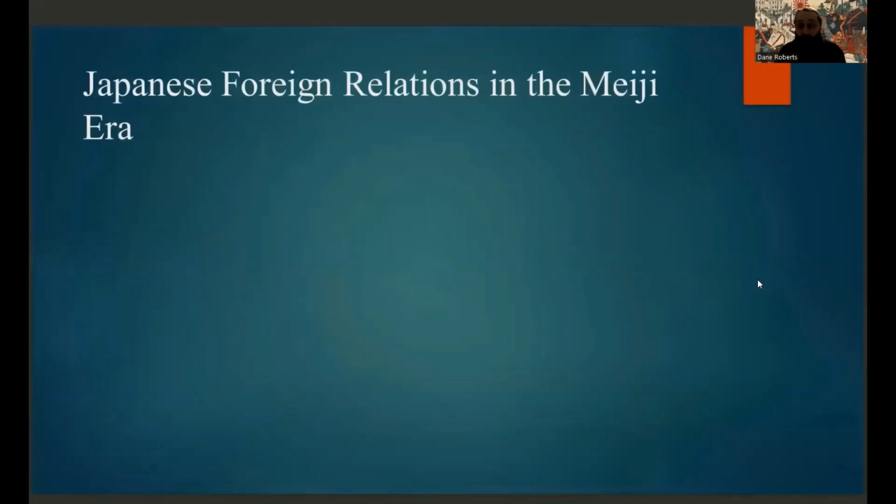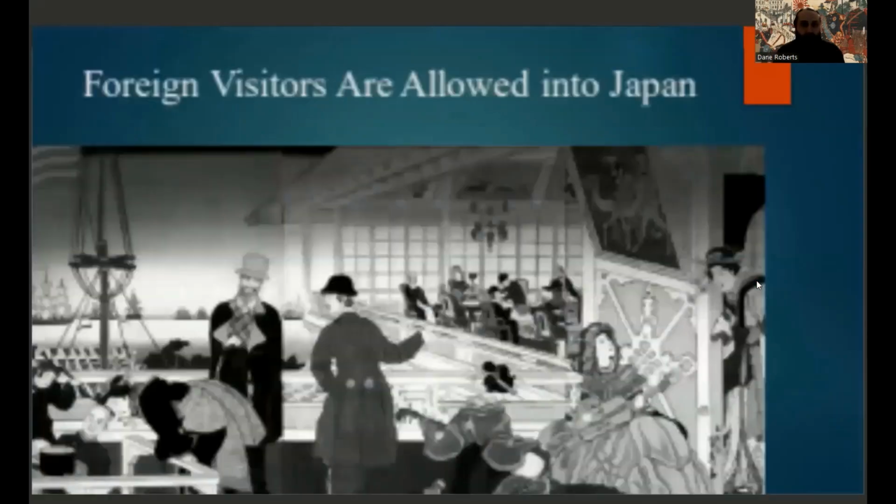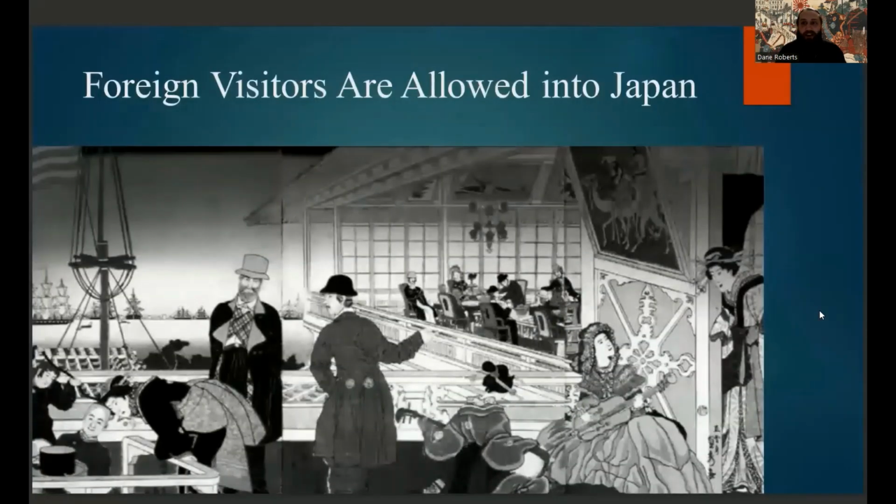So with all of that in mind, we now need to look at how foreign relations between Japan and foreign powers looked in the Meiji era. So first of all, the Imperial Japanese government ended permanently the idea of Japanese isolation and allowed foreign visitors to visit Japan. Of course, under some stipulations, but they definitely allowed foreign visitors to visit Japan. In fact, these are U.S. tourists here visiting Japan.